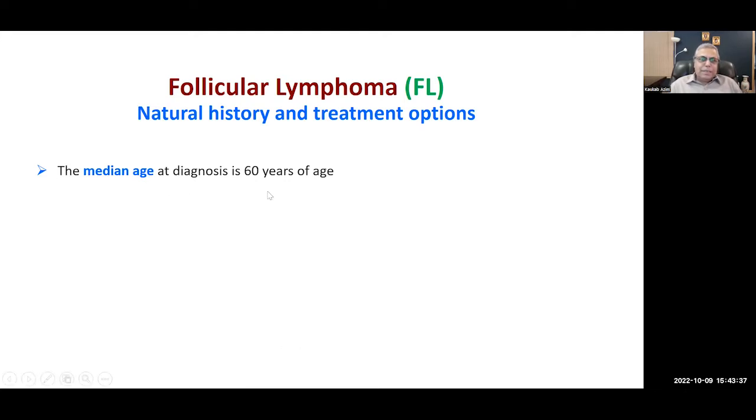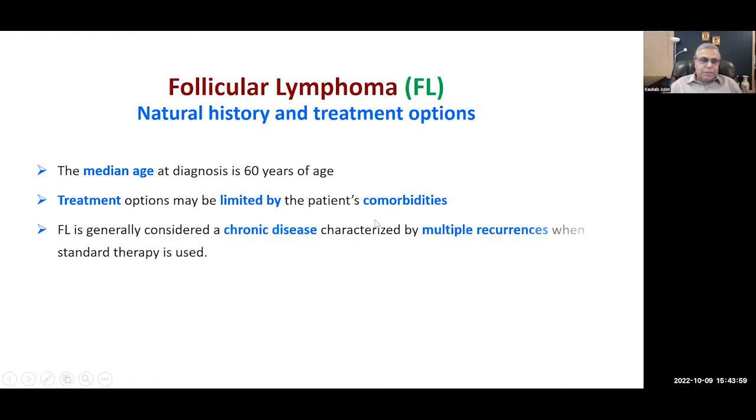So the median age at diagnosis is 60 years. Treatment options may be limited by patients' comorbidities. Now, notice the median age of diagnosis is younger than previously. We said it is 67 years, which means other types of lymphomas are more common at an older age. Follicular lymphoma is generally considered a chronic disease characterized by multiple recurrences when standard therapy is used. Some patients may go years without even needing treatment.